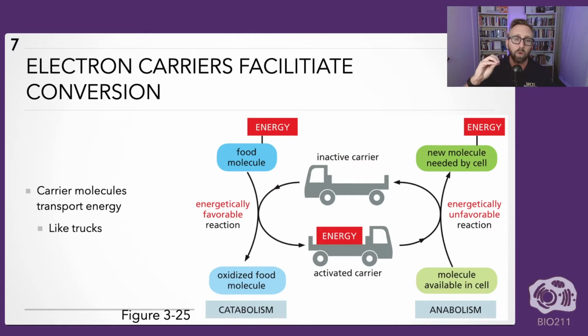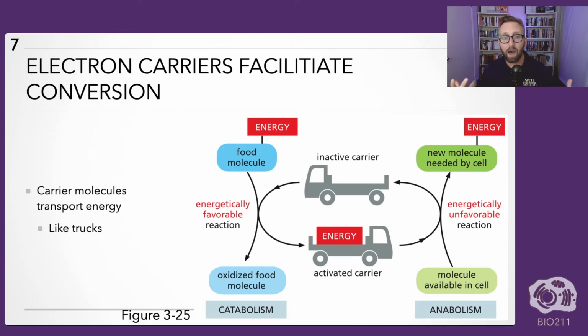So when you look at this molecule, they're like trucks. A carrier without an electron will come through, grab it off of food, which is an energetically favorable reaction, carry that energy over, and use it to power the production of new molecules in the cell by attaching that energy to it. And so when you break down food, that's catabolism. When you build up new molecules, that's anabolism. All right, so again, these carrier molecules are carrying the energy to these different places.